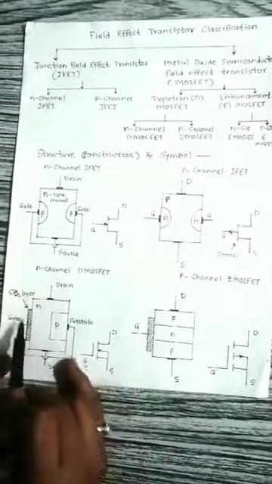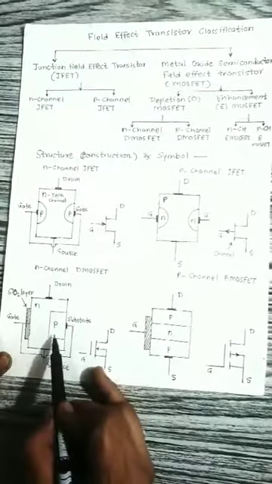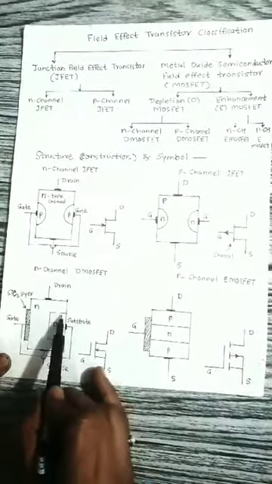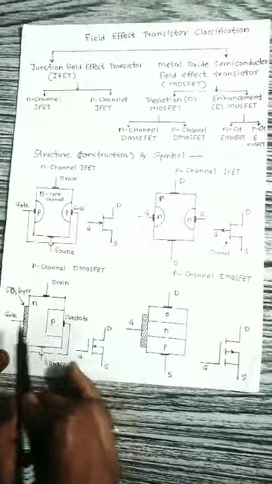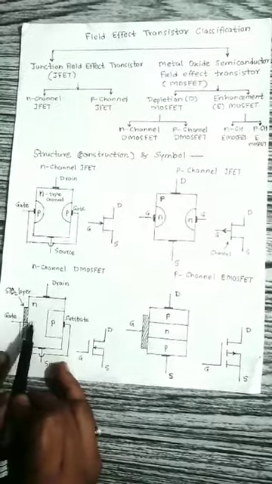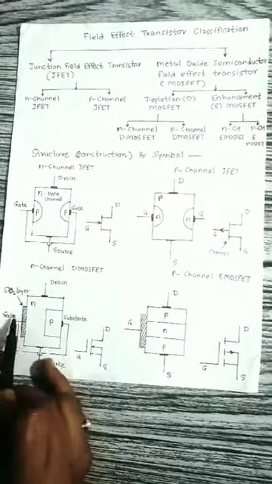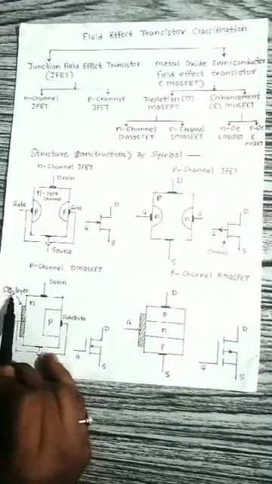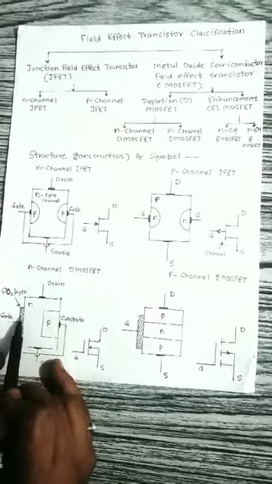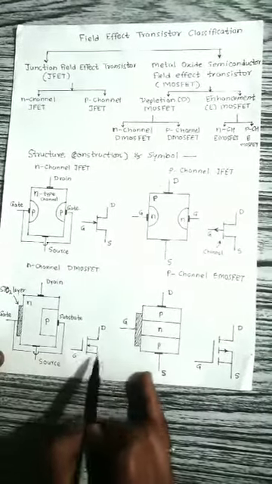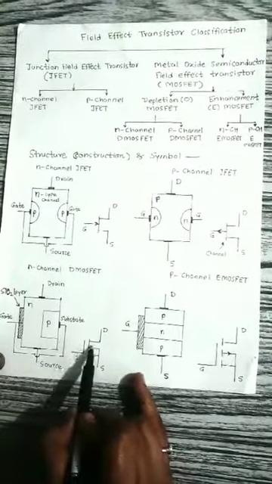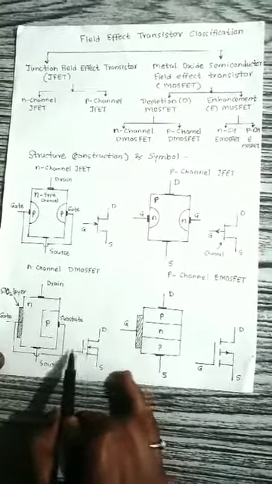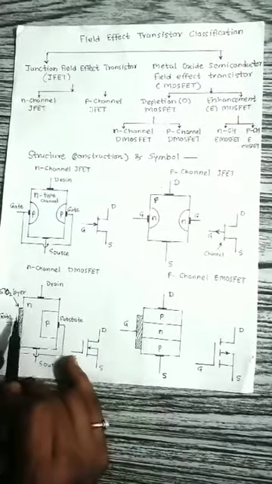Now this is construction of N-channel DMOSFET. In this case, this P material is a substrate, and here gate is insulated from this channel using this silicon dioxide layer, that is SiO2 layer. So in this symbol, between channel and gate, there is a gap. Why is that gap shown? Because of this SiO2 layer.